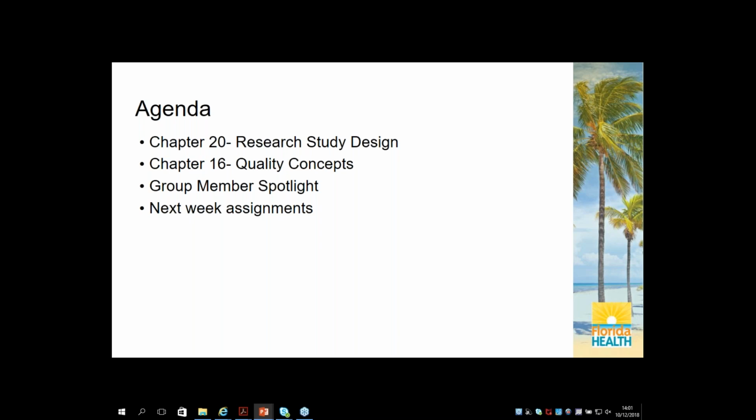Okay, so today we're going to be going over chapter 20, which is research study design, and we're also going to be going over chapter 16, which is quality concepts. We have two group member spotlights this week because I forgot to ask last week. And then we're going to go over next week's assignments.